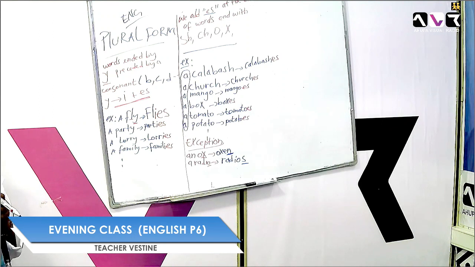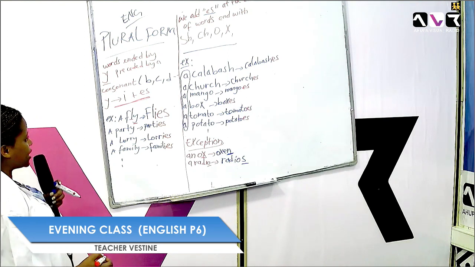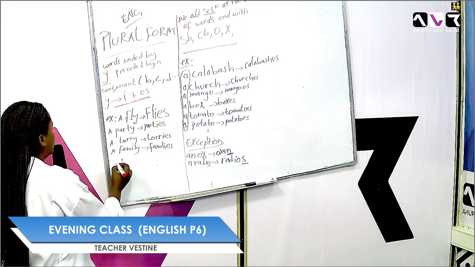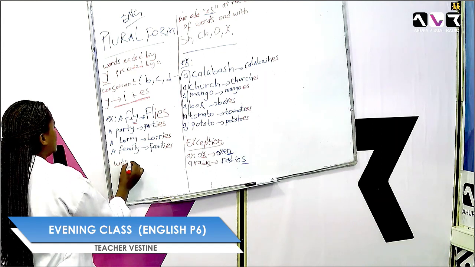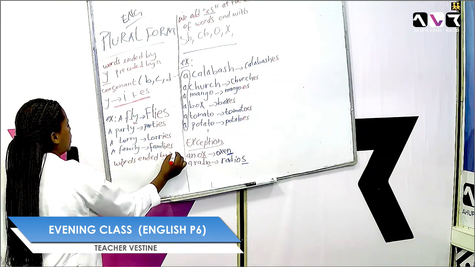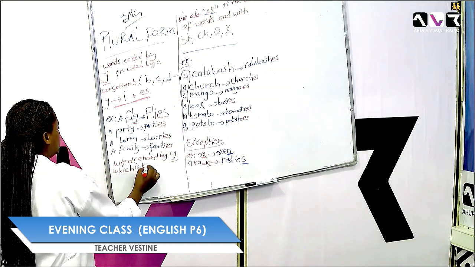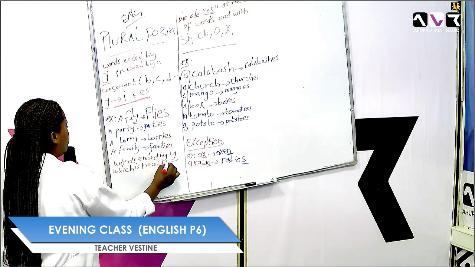You can ask yourself, when it is not ended by Y which is preceded by a consonant, how do we proceed? For example, it can be ended by Y, that Y preceded by a vowel. Let us see how we proceed when it is like that. Words ended by Y, which is preceded by a vowel.